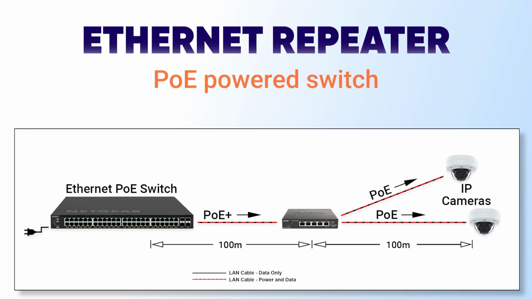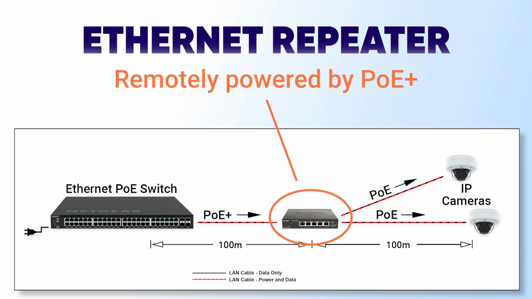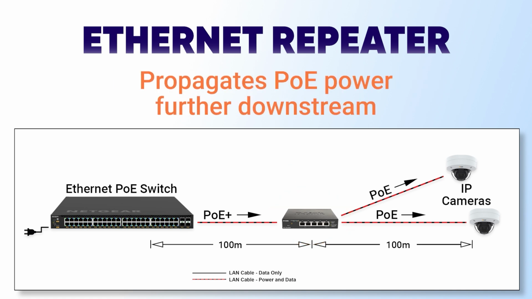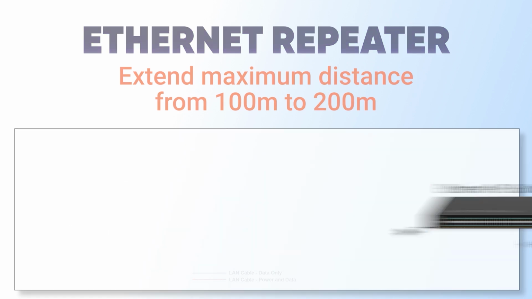In this example, the small 5-port PoE switch in the middle of the diagram is not powered by AC, but rather receives its power from the PoE switch 100 meters upstream. The incoming power is sufficient for the switch to operate normally. There is also surplus power available that can be further propagated downstream to 1 or 2 PDs. Utilizing PoE in such a manner effectively doubles the Ethernet distance limitation from 100 meters to 200 meters.